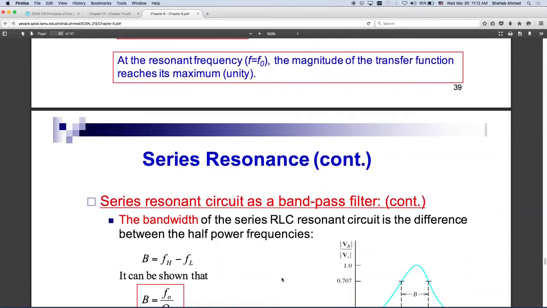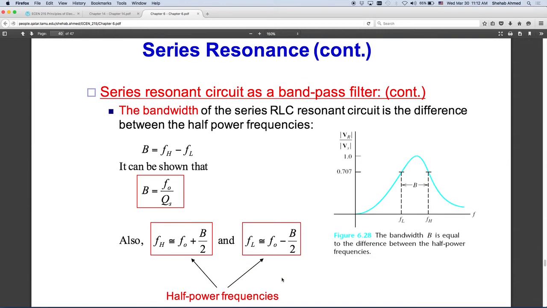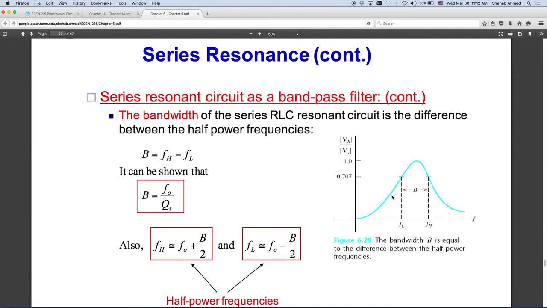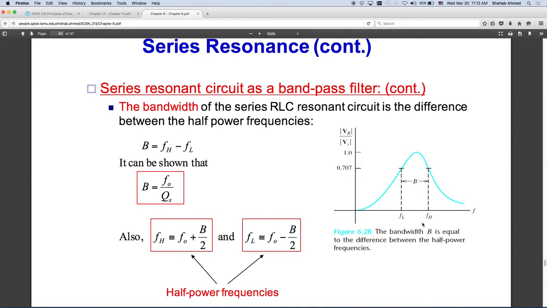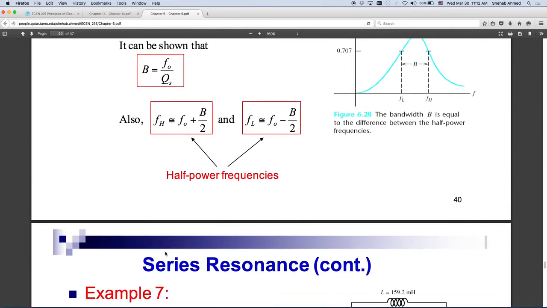Any questions? We talked about the distance between the half power frequencies, here and here. This is called the bandwidth of this filter response, or the bandwidth of the transfer function response. You can calculate the minimum and maximum half power frequencies by taking the resonance frequency and adding half the bandwidth to it. Any questions on this?